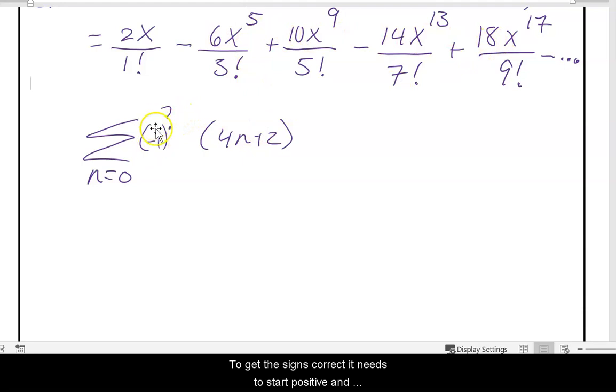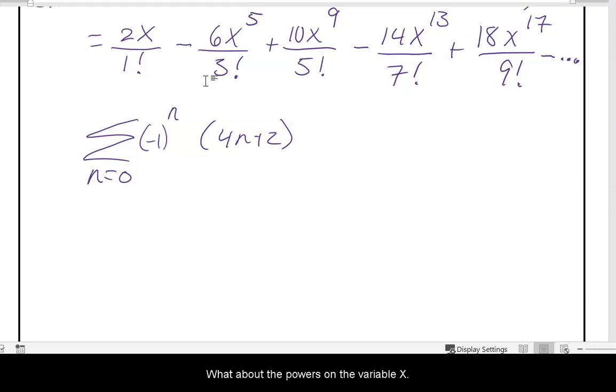To get the signs correct, it needs to start positive and then go negative. That means that I need to raise negative 1 to the nth power. Since the 0th power applied to a negative 1 is positive 1, this will start with a positive and then alternate after that. What about the powers on the variable x?